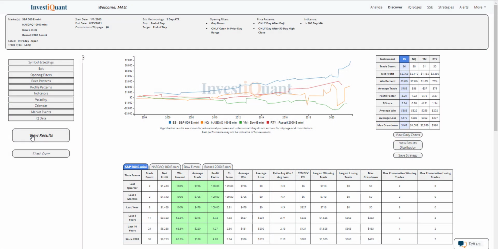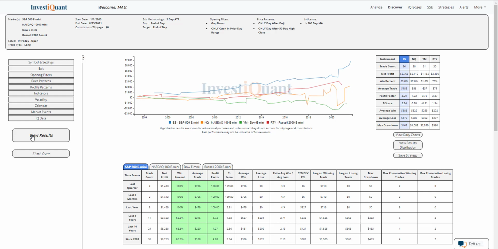And here we go. These are the results based upon entering the market long at 9:30 a.m. Eastern Time, exiting at 4:15 p.m. Eastern Time, when you gap down within the prior day range, and the prior day was a doji candlestick that closed at a 50-day high and above a 200-day simple moving average. Historically, we've got 36 samples here in the S&P to look at dating back to 2003. There's 38 in the NASDAQ, 31 in the Dow, 30 in the Russell.